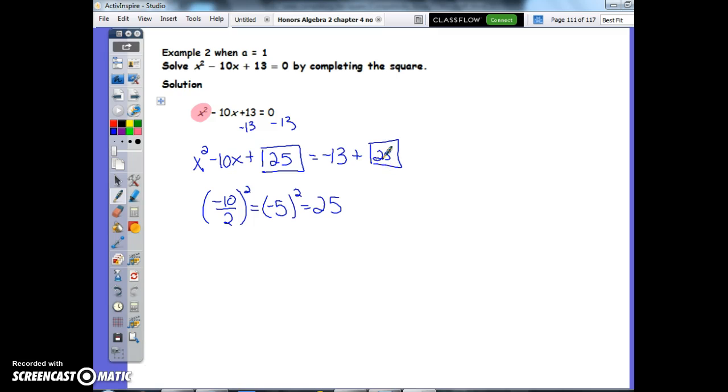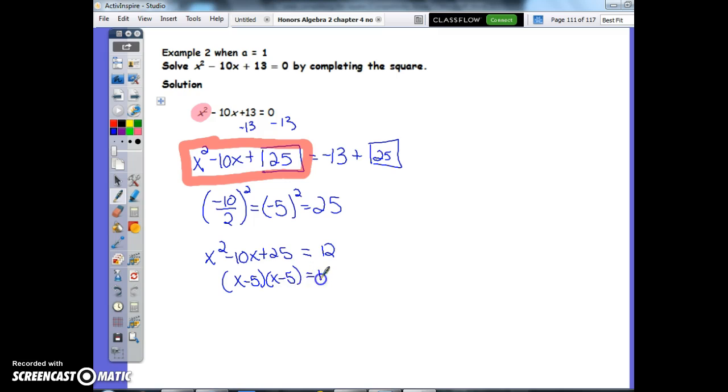Alright, so now you'll see that we have right here a perfect trinomial square. And x squared minus 10x plus 25 will equal 12. This breaks down to x minus 5 times x minus 5 equals 12. They're two of the same thing, so we can say x minus 5, the quantity squared, equals 12.